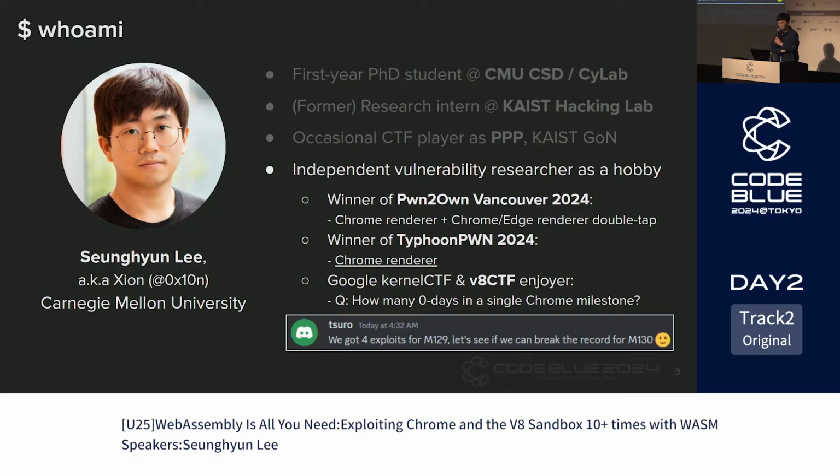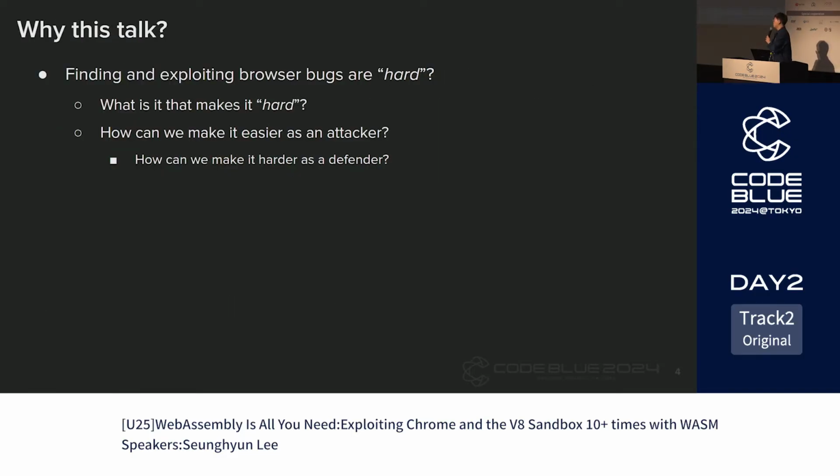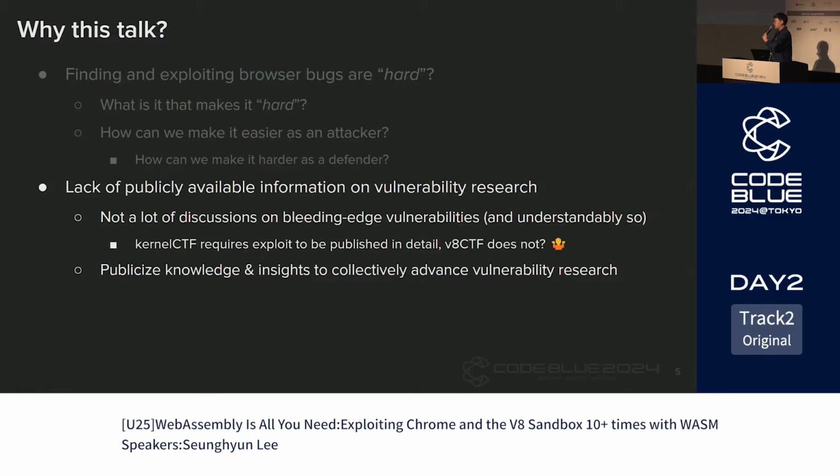So why am I giving this talk? I had this impression that finding and exploiting browser bugs is hard. But by saying that something is hard, we should be able to define what it is that makes it so hard, and from an attacker's perspective, how can we make it easier? And this naturally leads to the next question: as a defender, how can we make these attacks harder? I've also noticed a distinct lack of publicly available information on vulnerability research. So from this talk, I wanted to publicize knowledge and insights that I've gained to collectively advance vulnerability research.